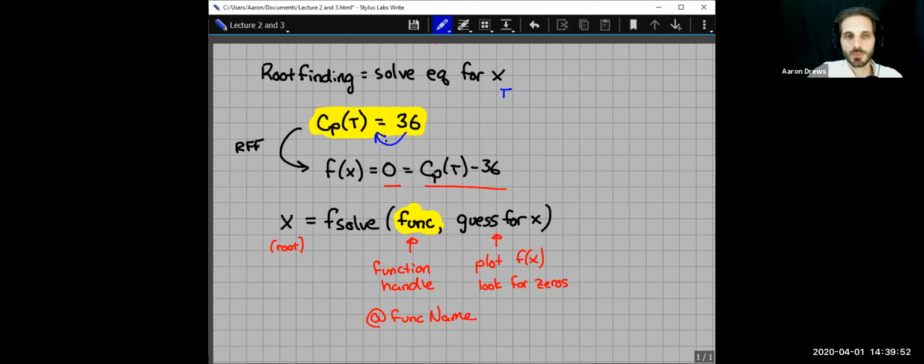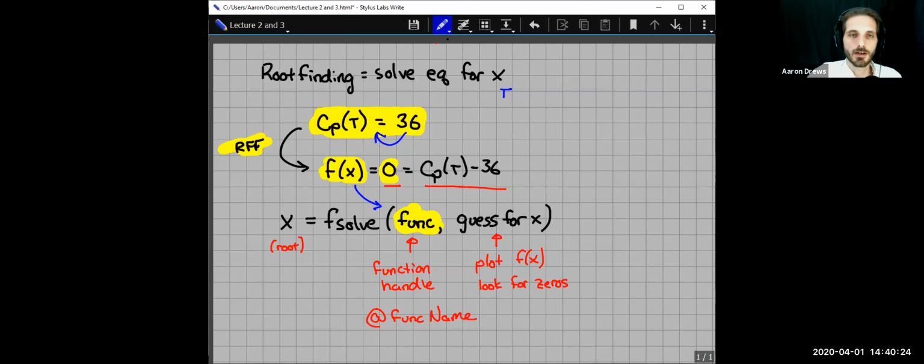So you start off with the general equation you're trying to solve. I need to know the value of T for which the heat capacity is 36. You change it over into root finding form, which is very easy. You just move all of the things on one side over to the other side so that you get the form of 0. And then this becomes your function. This is now my f of x, and that's the thing that I'm going to plug into the fsolve function in order to actually find out what the value of x is, or in this case, T.